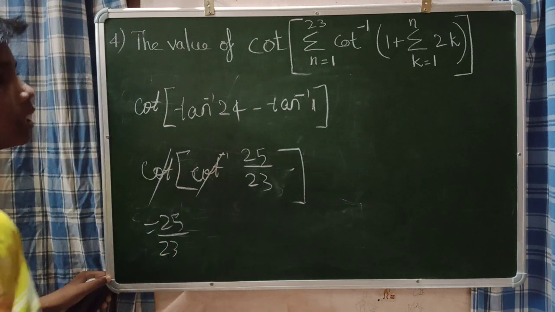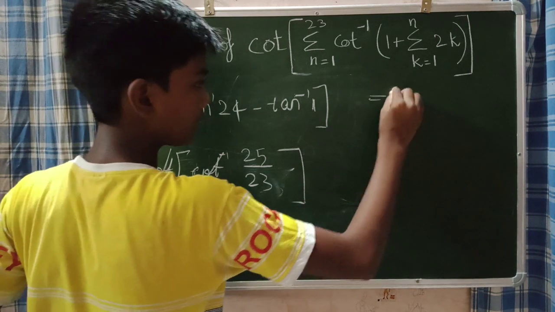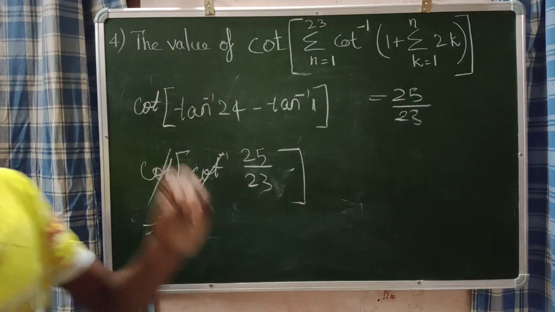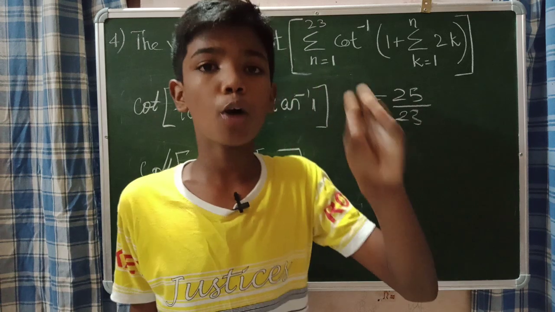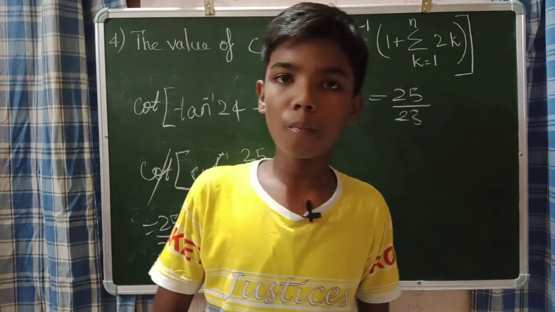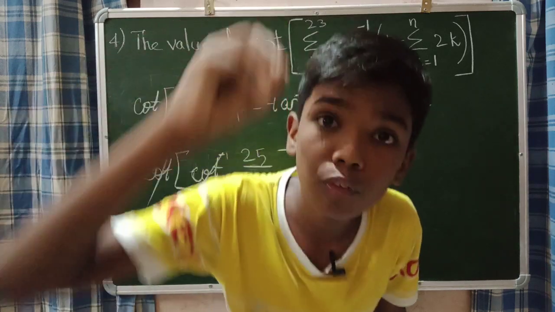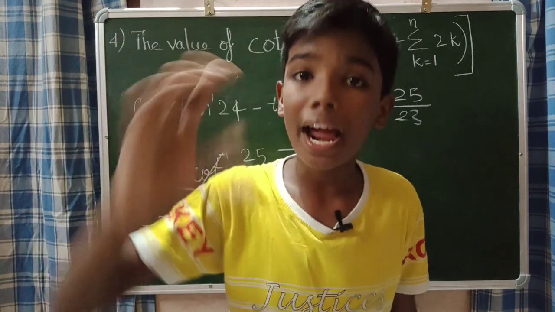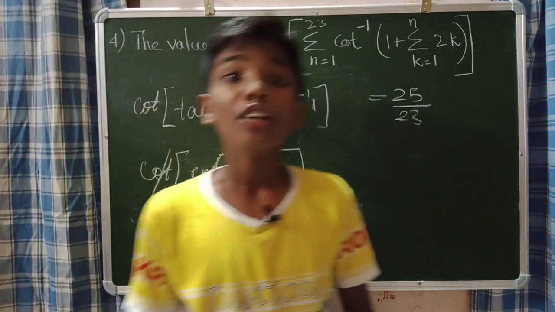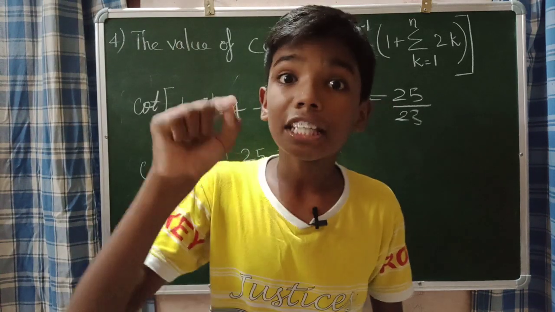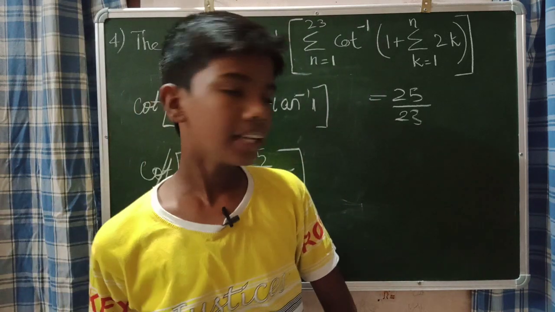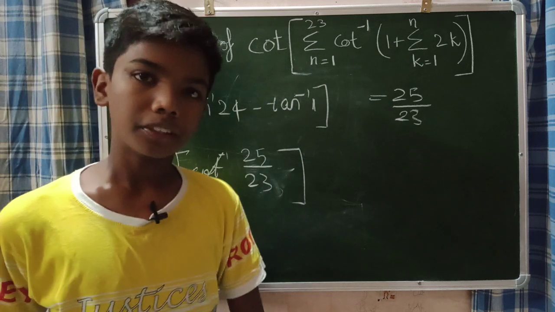That's all, guys. How beautifully we solved it. The basic thing is knowing how to open the summation and the inverse trigonometric formulas. If you need to solve this question in 30 seconds, your formulas should be at your fingertips, so practice more. So the answer is 25 by 23. We can move on to our next question.